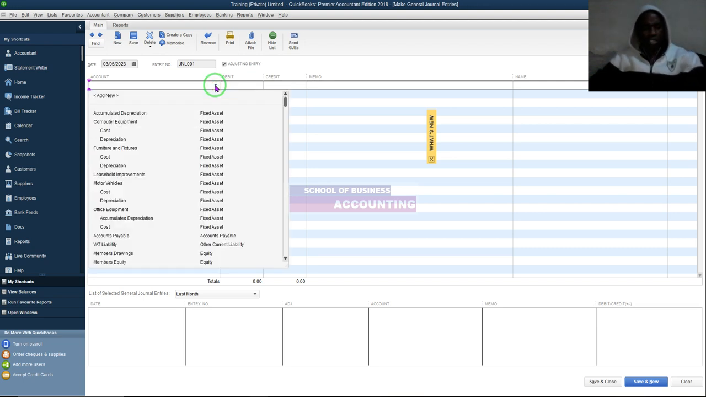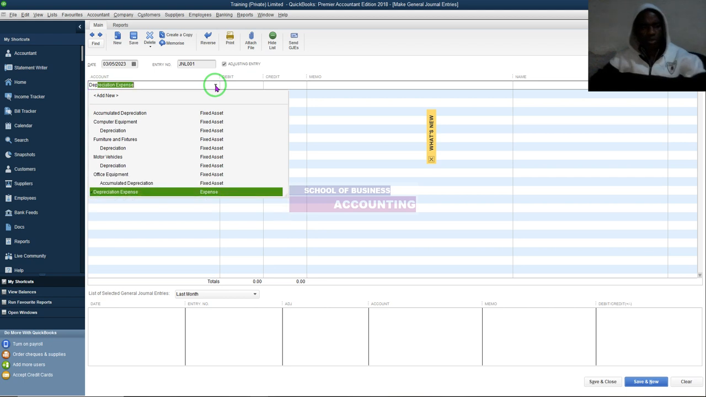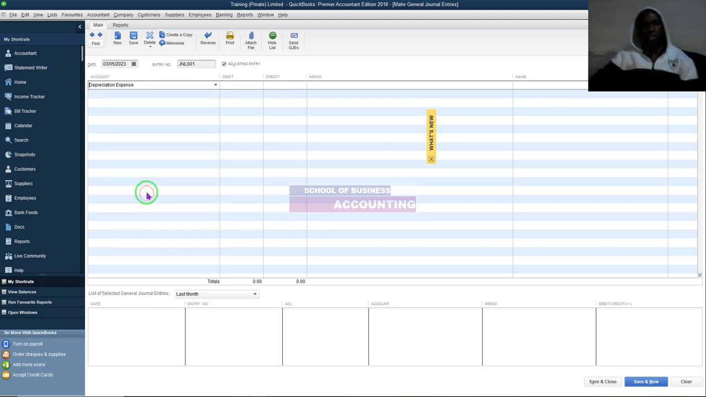Then here, that's where you pick the account that you're going to be debiting. In this case, the account to be debited would be the depreciation expense account. So you could pick that. Then you put in the amount in the debit column. Then here in the memo column, that's where you would put the transaction description.